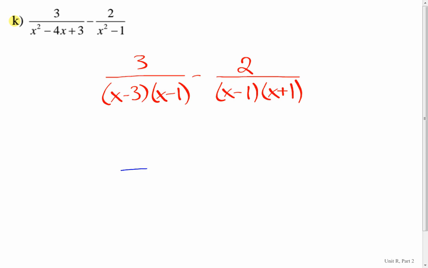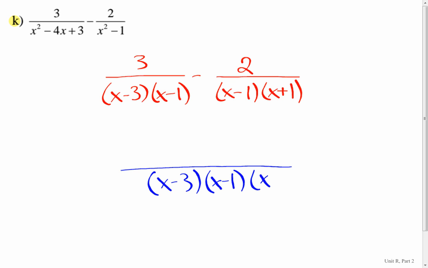is going to be, I need the x minus 3 from the first one. I also need an x minus 1 from the first one. When I look on the second one, I already have the x minus 1 down, so we're good there, and I'm going to add the x plus 1.